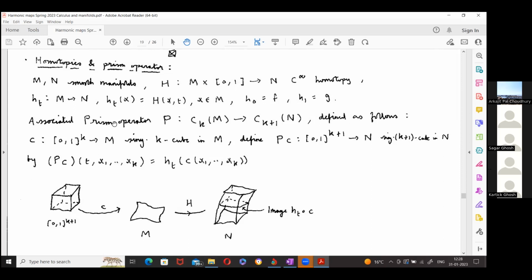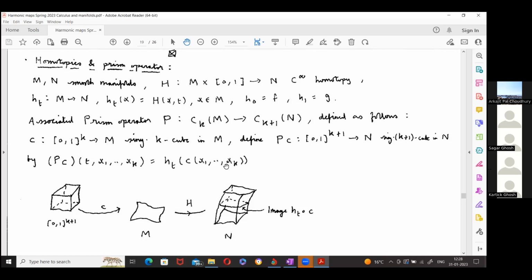So this defines what's called an associated prism operator P from k-chains in M to (k+1)-chains in N. This is defined as follows. Let c be a singular k-cube in M. Then we have to define Pc. This is going to be a singular (k+1)-cube in N. So how do we define this? Pc of (t, x1, ..., xk) is defined to be H_t of c(x1, ..., xk).